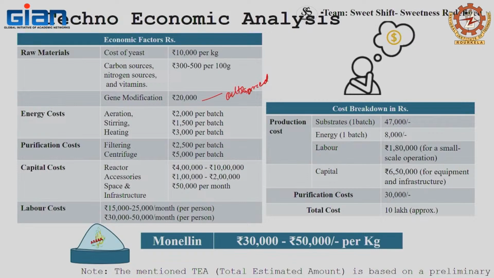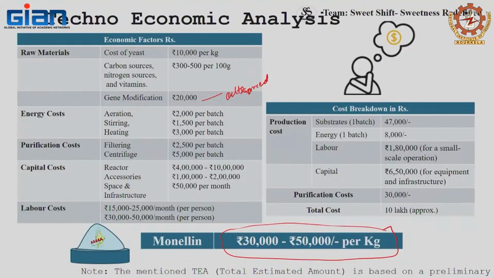For the production of one batch, the substrates are like this, the energy used will be 8,000, and the labor cost will be like this. Suppose you write this for a student project proposal, then you can write 10 to 12 lakhs, so that we can make one project.